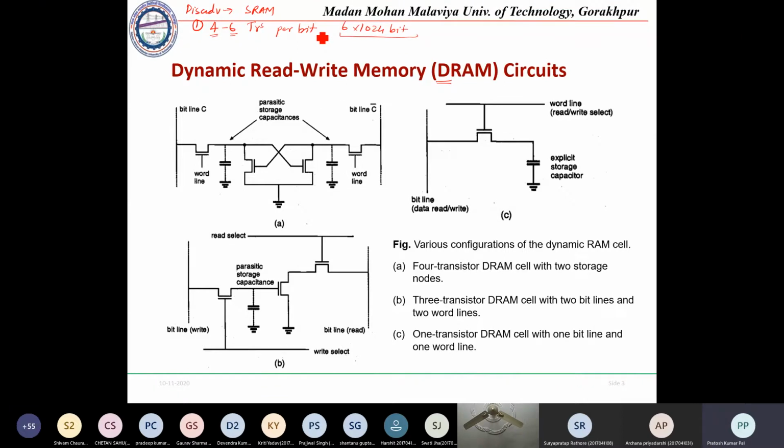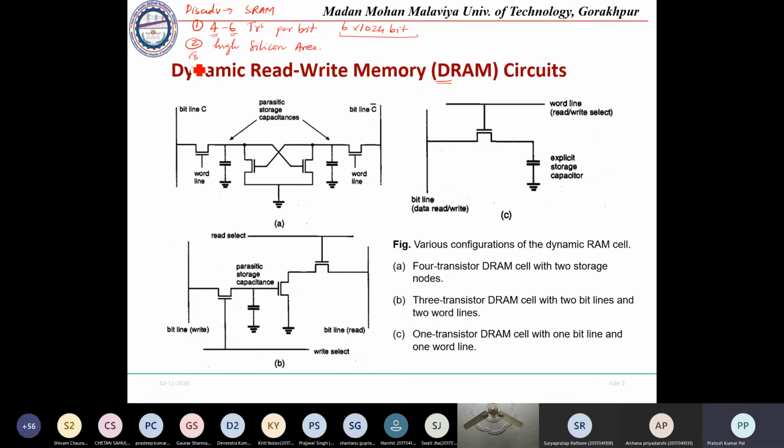Okay, so that is a very silicon area consuming circuit. To reduce the area requirement, we will be reducing the number of transistors required to store per bit of data. From there we can see it requires high silicon area.